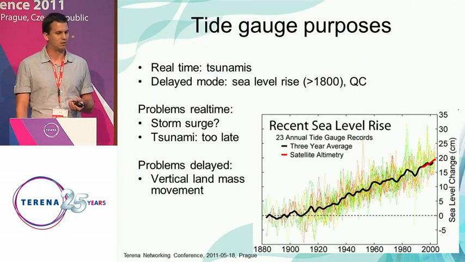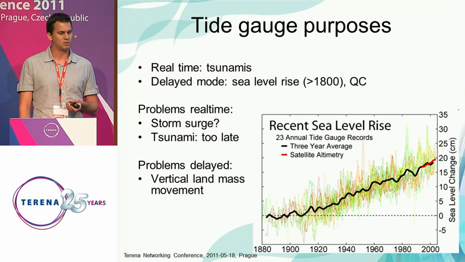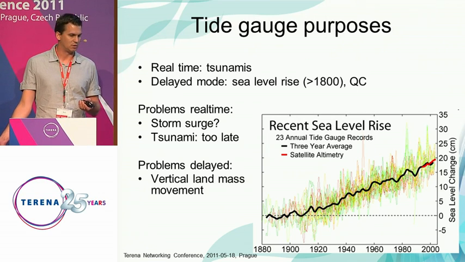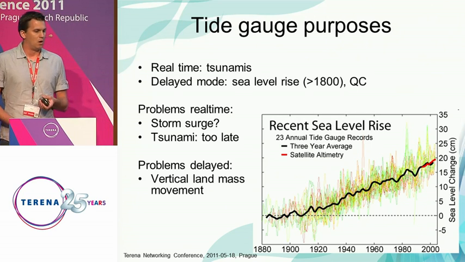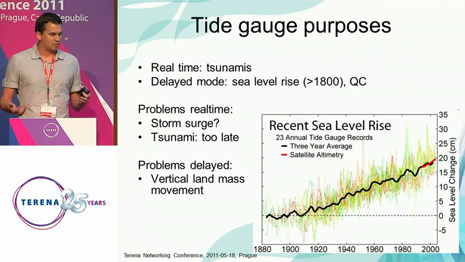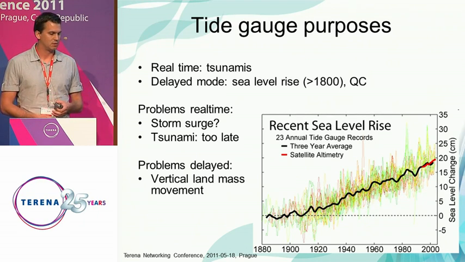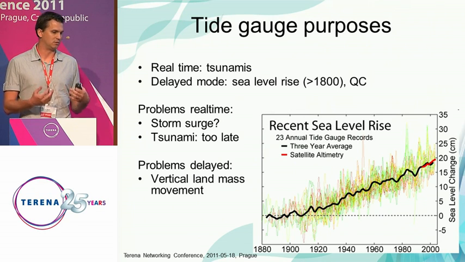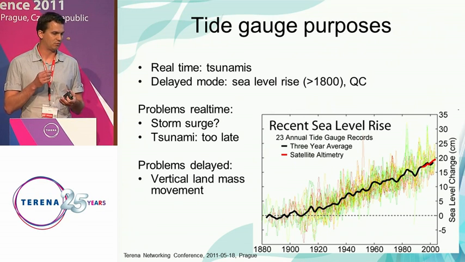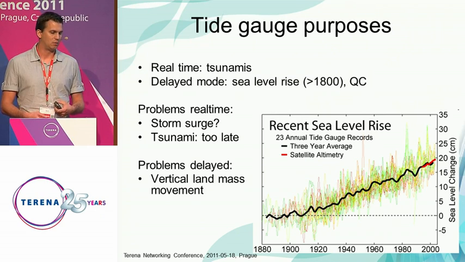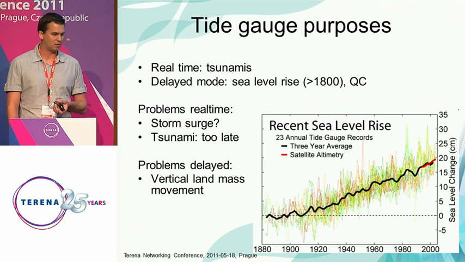A second purpose of a tide gauge is a delayed mode system. The data can arrive somewhere in the world, but it doesn't matter when it arrives. It can be within a day, within a year, within 10 years, but you still have the data. The point is you need that data to calculate the sea level rise over time. So we have the data from 1800 onwards.